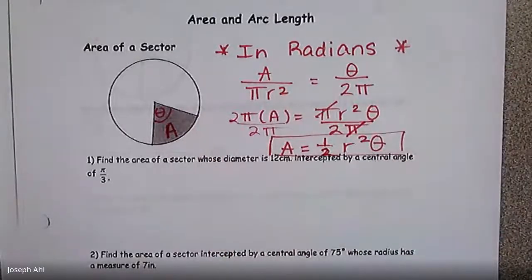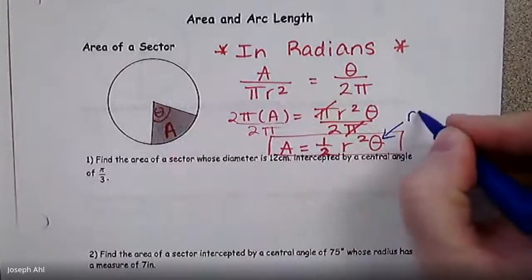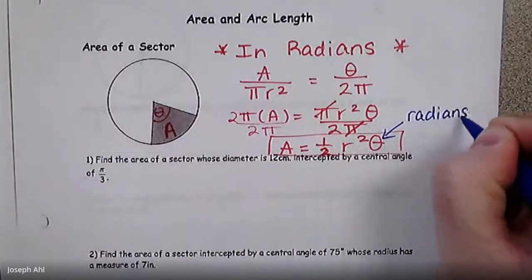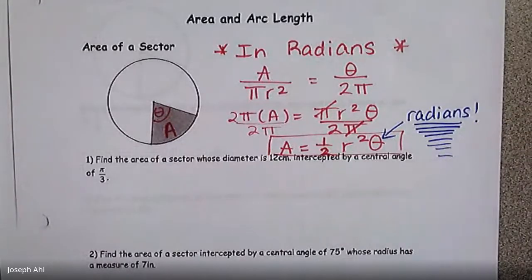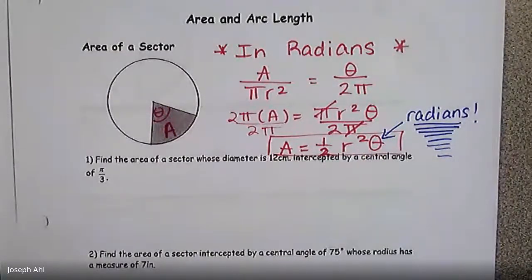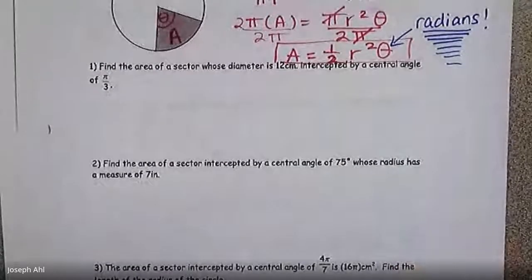But like I've mentioned, the way we've developed this is I'm comparing theta to 2 pi. So when you plug in a theta right here, it has to be in radians. A lot of you might forget that. I shouldn't say a lot of you. Some of you might forget that. So make sure you make a big deal of that in the notes. If you're given a central angle in degrees, we got to convert it. Okay, let's try this very first example here.